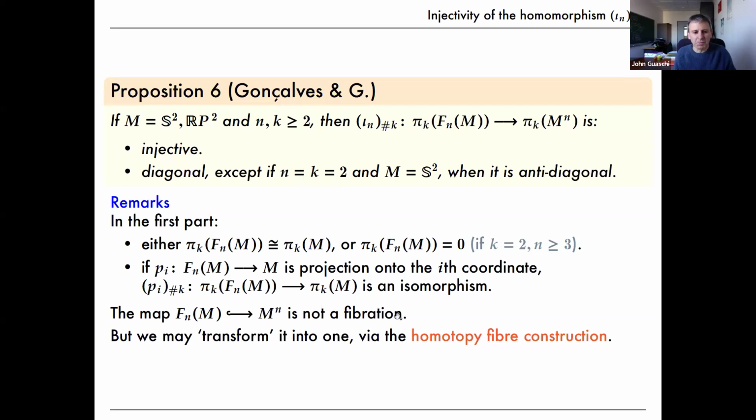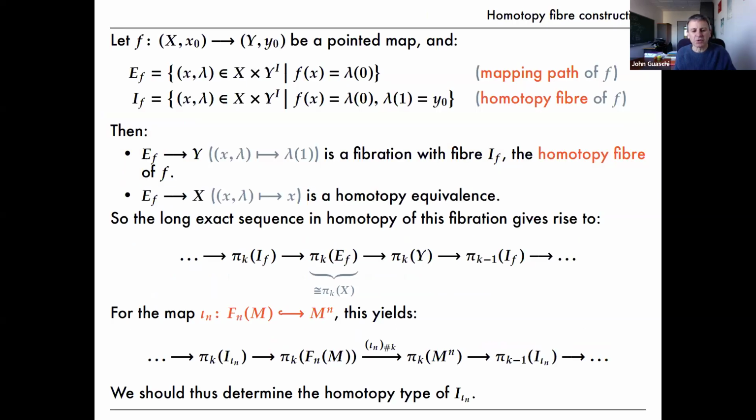Okay, so we already said this map is not a fibration, it's not even surjective. However, there are classical tools to transform it into a fibration. This is a construction that most of you probably know about, the homotopy fiber. So I'll give you just some very rapid details about that.